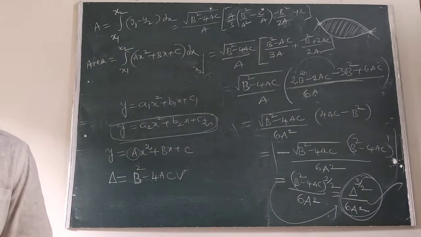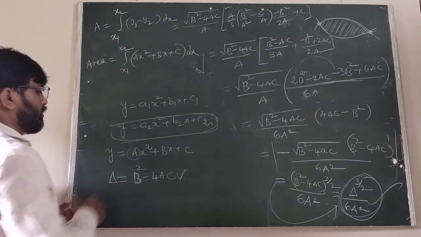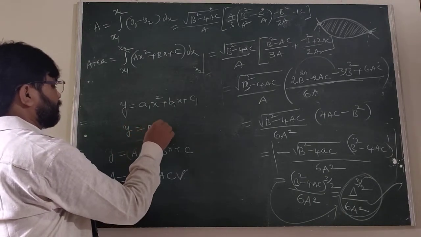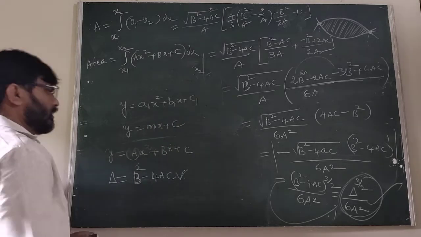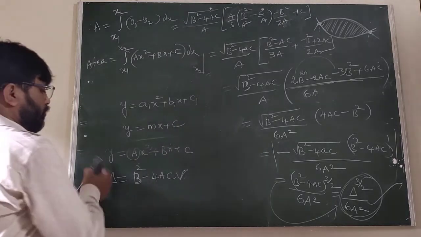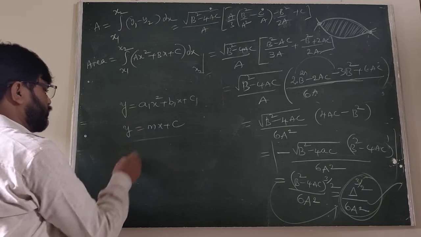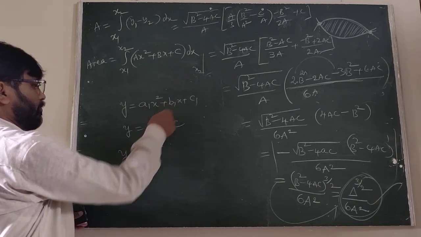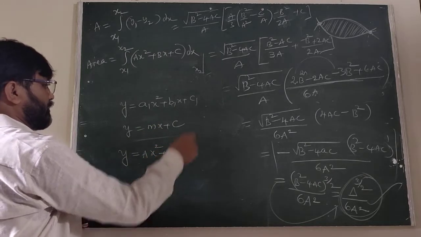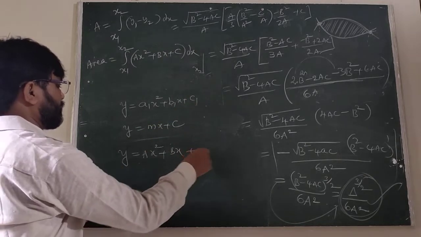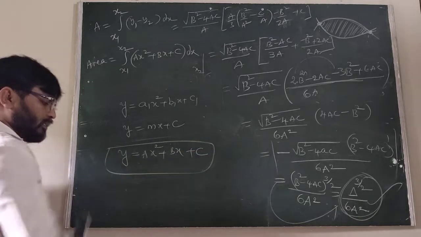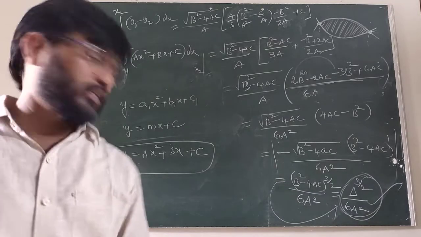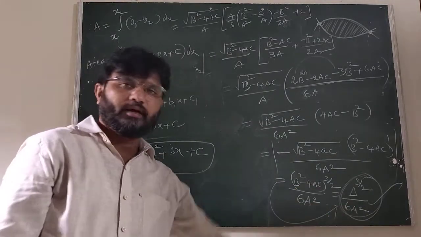Suppose one more thing is there. One of them is a quadratic expression and the other one is a line. There also we can write y1 minus y2. In that case we get y equals ax square, b1 minus m is the b, c minus c1 is some other k. In this case also we have to find the delta, b square minus 4ac. Then you can apply this formula.